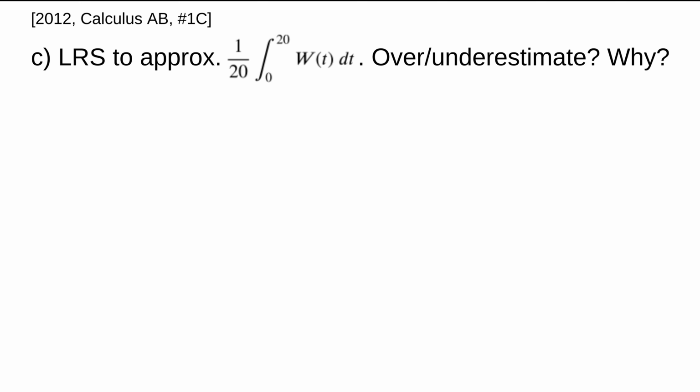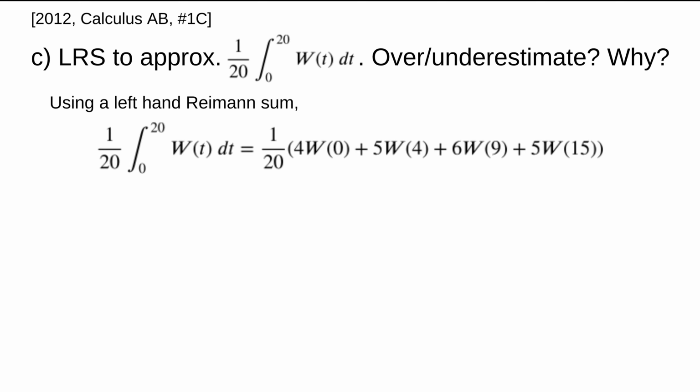In part C, we are asked to use a left-hand Riemann sum to approximate 1/20th of the definite integral from 0 to 20 of W of t dt, and then explain whether this is an over or an underestimate with a justification. All right, so using a left-hand Riemann sum, we can just take the values right from the table. We get left endpoints and the widths of the intervals. So 1/20th of the integral from 0 to 20 of W of t dt would be 1/20th of this sum of products.